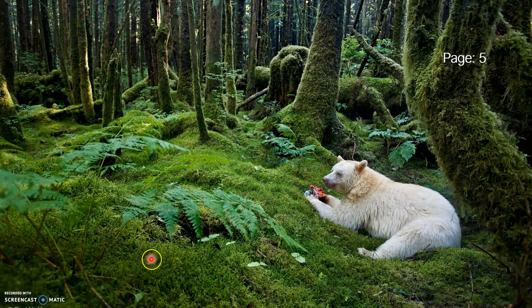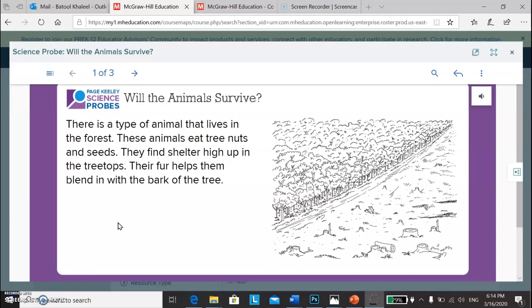Those organisms or those living things are surviving in their environment. Surviving means to stay alive. So those organisms like bear, plants, and other animals like tiger, monkey, squirrel, all of them are interacting and surviving in their environment in the forest.